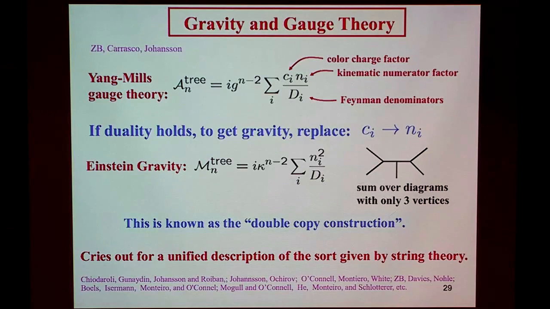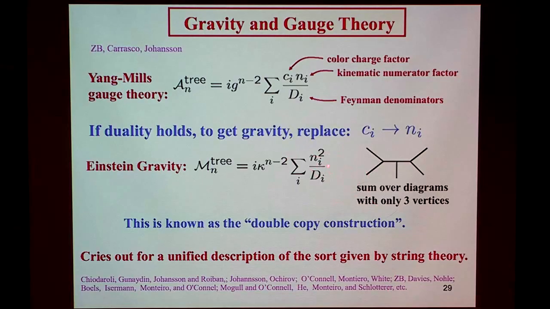If I want gravity, all I do is I take this formula, I take this color factor, I replace it with another kinematic numerator. I replace it with a second copy. We call this the double copy construction. This gives me Einstein gravity. It's like magic. If I want to calculate in this theory, I actually calculate in the simpler theory. It's great fun.